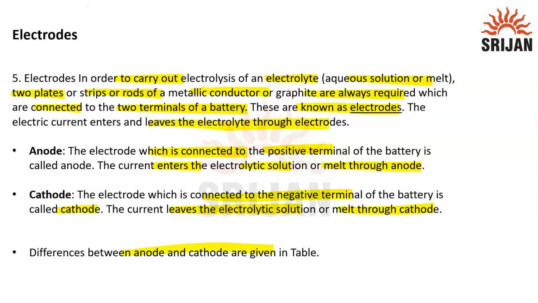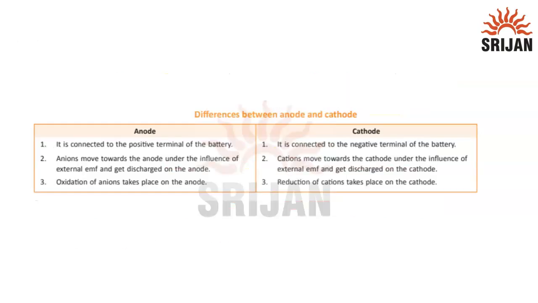Now the differences between cathode and anode are given in the table. Simply, anode is connected to the positive terminal, cathode to the negative terminal. Anions move towards the anode under the influence of external EMF, or external electromotive force, which is simply due to the battery, and get discharged on the anode, whereas cations move towards the cathode under the influence of external EMF and get discharged on the cathode. Then oxidation of anions takes place on the anode and reduction of cations takes place on the cathode.